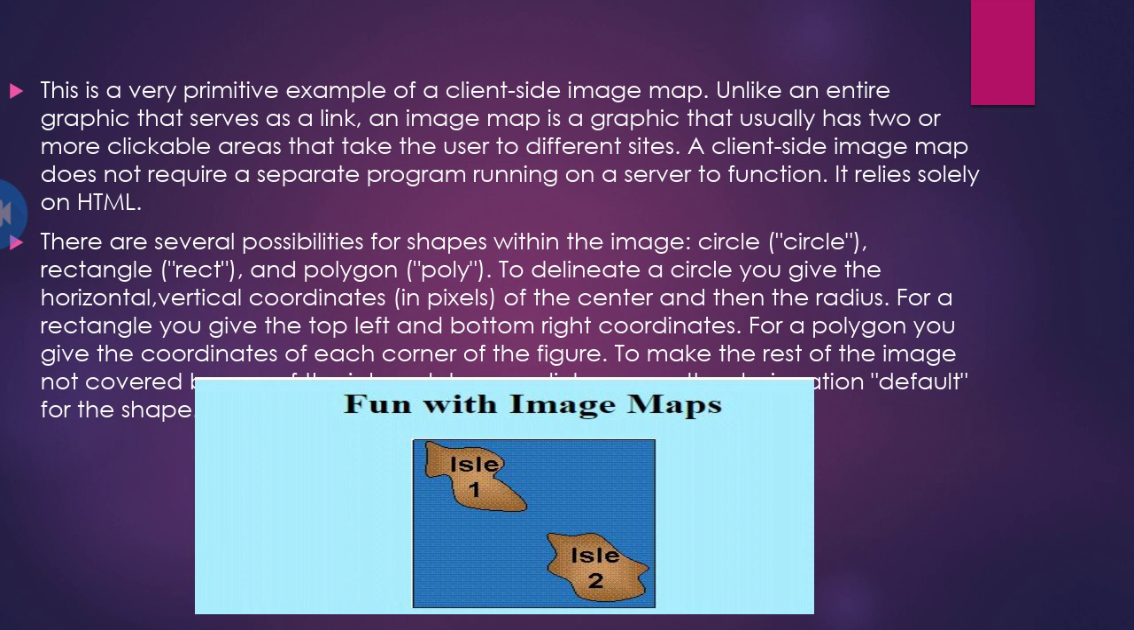So in this image there are 2 areas, aisle 1 and aisle 2 with brown color, which are selected. Now the third element is map. Map means on the selected area you have to do mapping. It means you have to apply the HTML tag so that it will work.